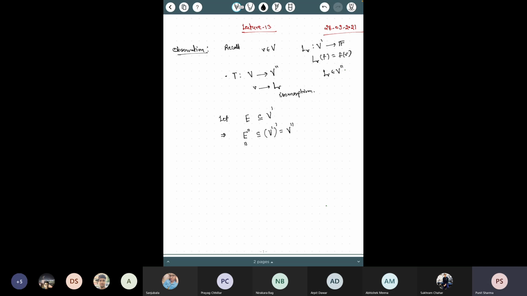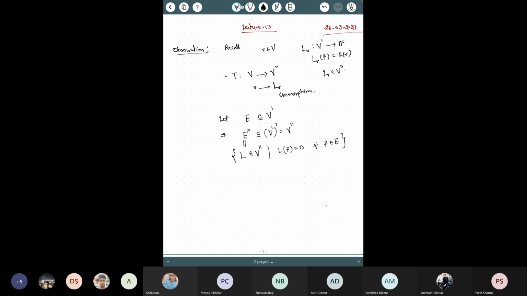The annihilator of E is the collection of all linear functionals on V dash. That means the collection of all elements L in V double dash such that L of f equals 0 for all f in E, because E is a subset of V dash. So the elements of E are linear functionals on V, right? So you don't get confused with this notation, the double dash here means double dual.